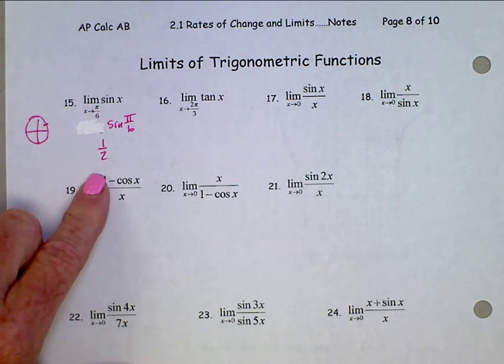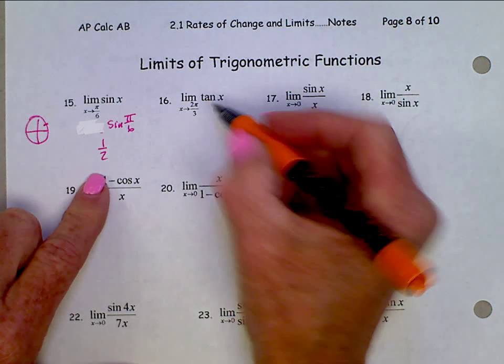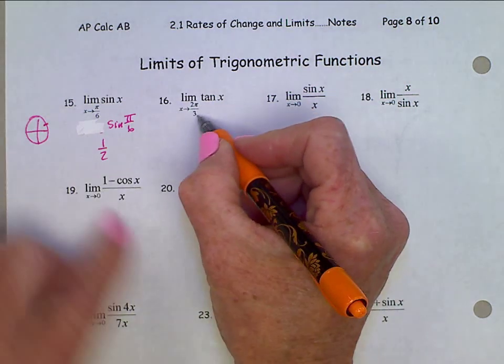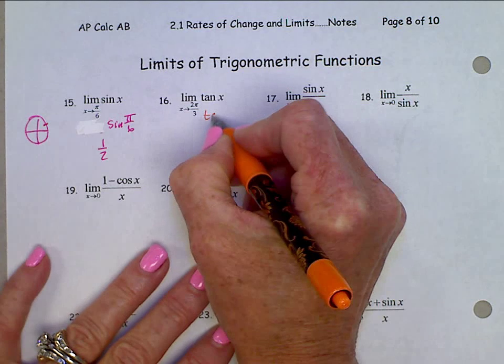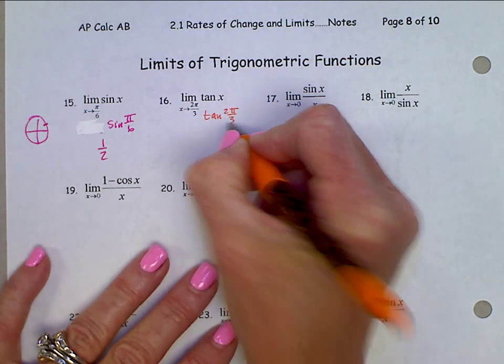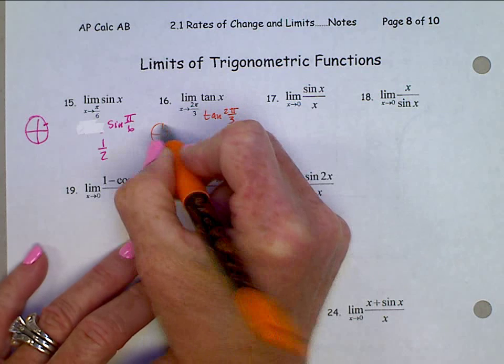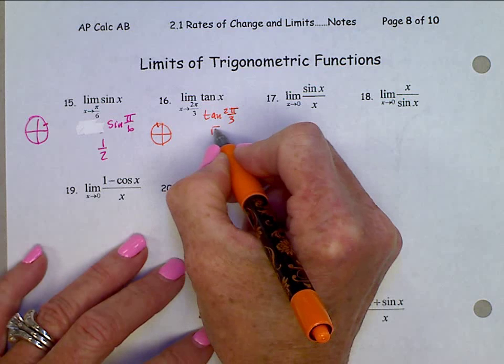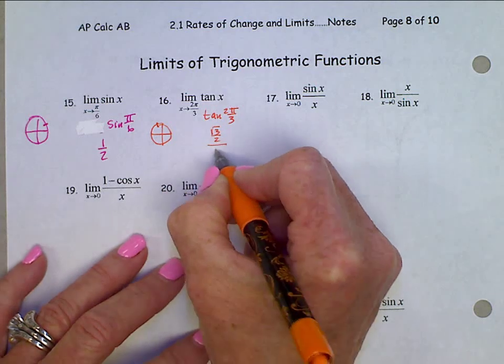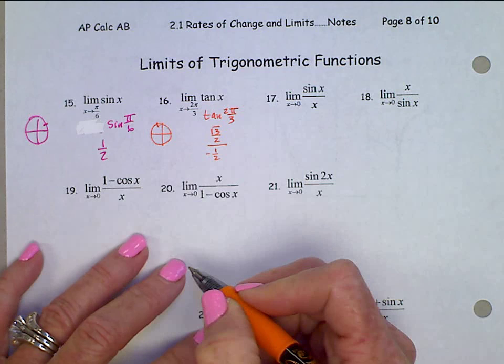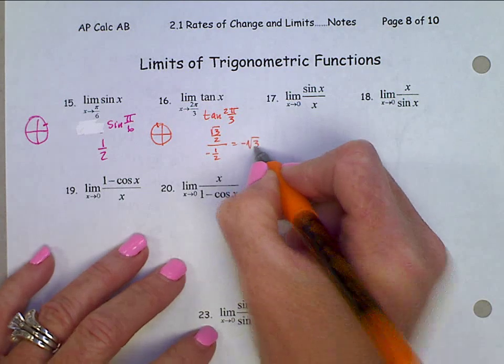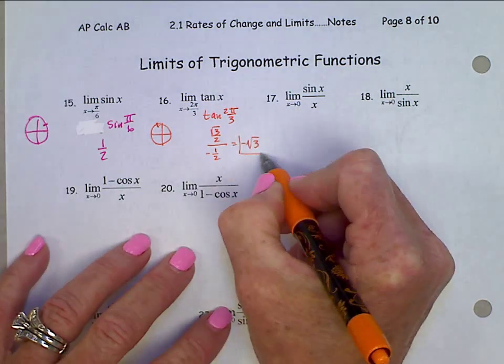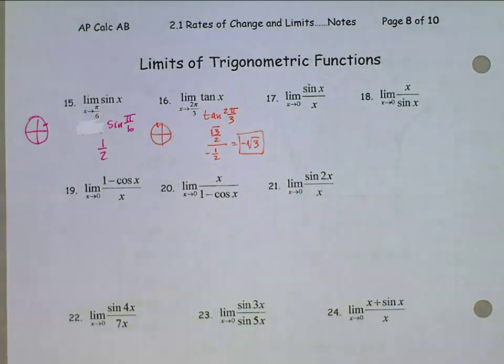When we look at the next one, the tangent x, and we want the limit as x approaches 2 pi over 3, so we need the tangent of 2 pi over 3. 2 pi over 3, second quadrant, top one up here. Sine there is square root 3 over 2, over negative half for cosine. That gives us negative square root 3. There's that one.